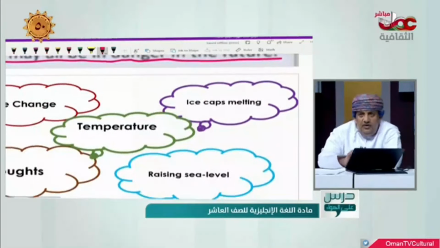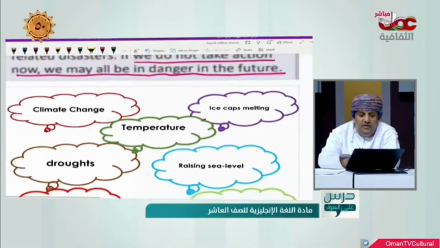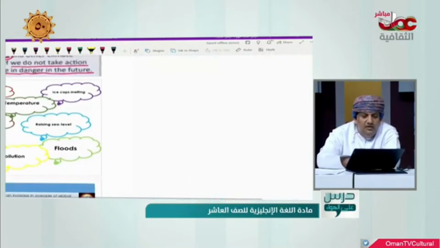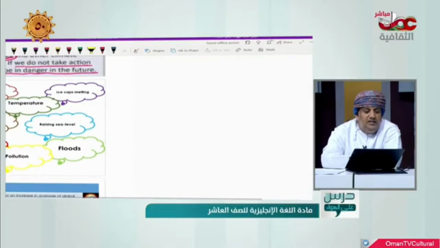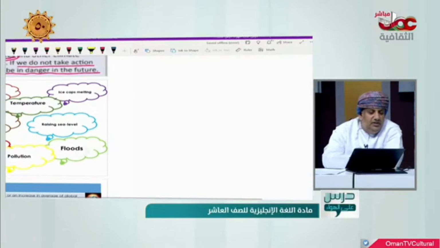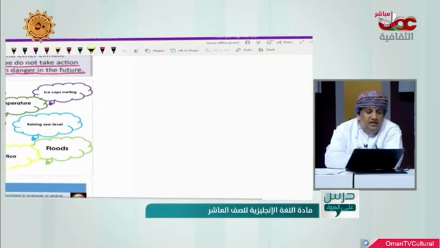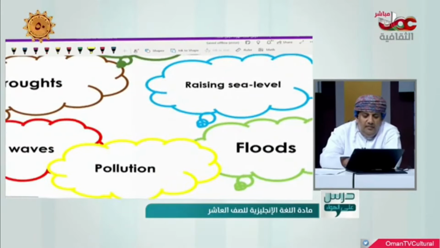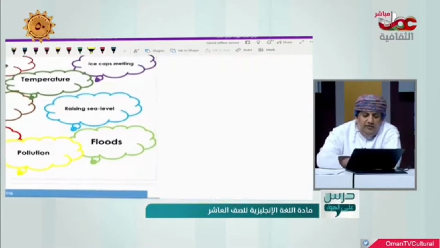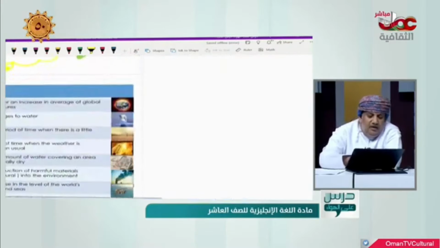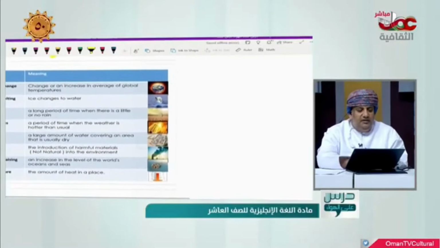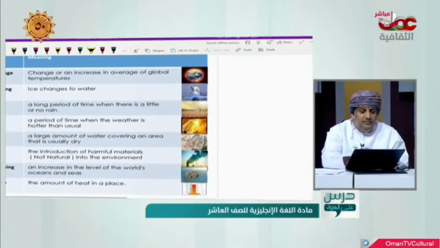Now we are going to think about some extra words. So here we have some words: climate change, ice cap melting, temperatures, droughts, rising sea level, heat waves, pollution, and floods. Now, we have got the meaning of these words from our dictionary. So let's read it together.